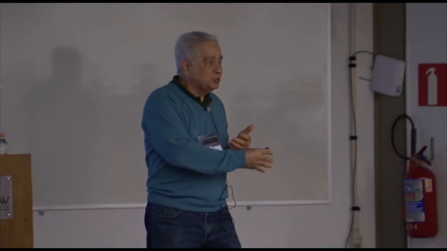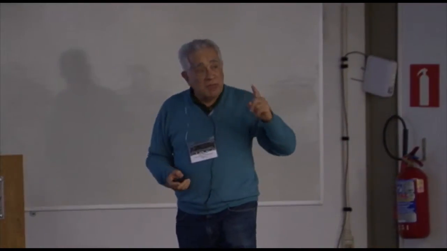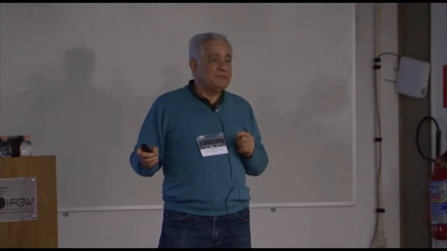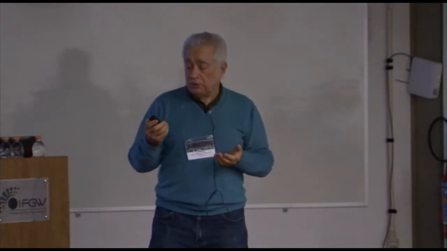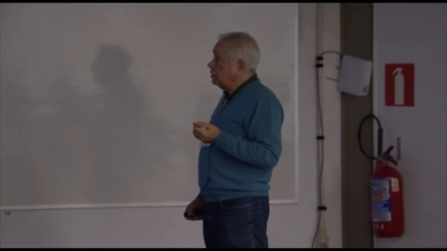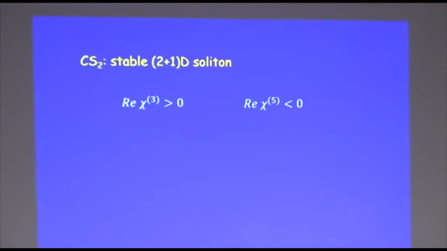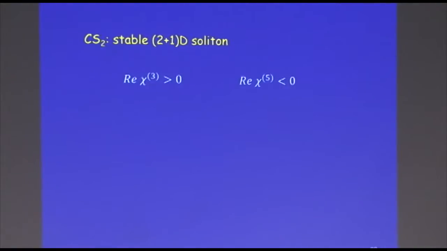I can make N2 0, N4 negative. I can do anything. But you remember that in order to observe this soliton in the previous class, I had to have N2 positive and N4 negative in order to have a stabilization of the soliton. So in this case, what I want to show is another one; this is what we saw in the previous class. N2 positive, real part of chi5 negative.